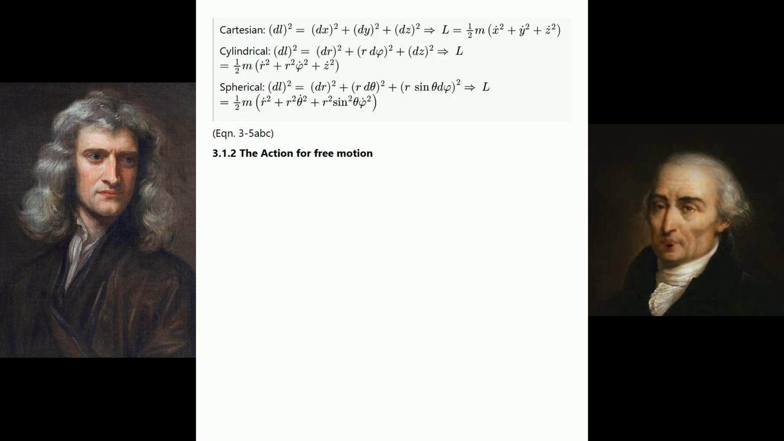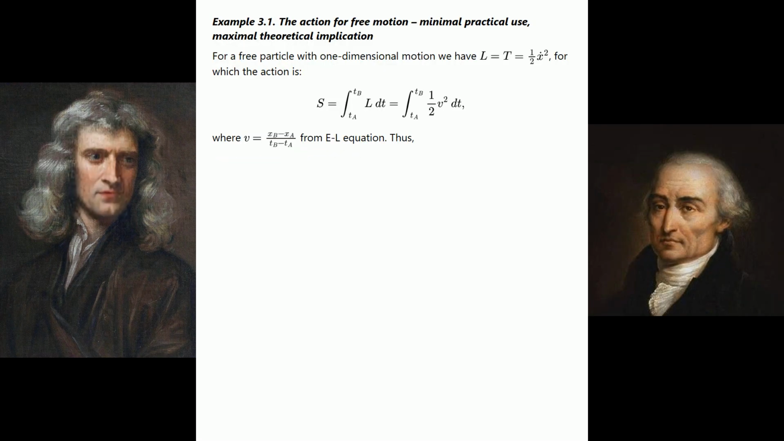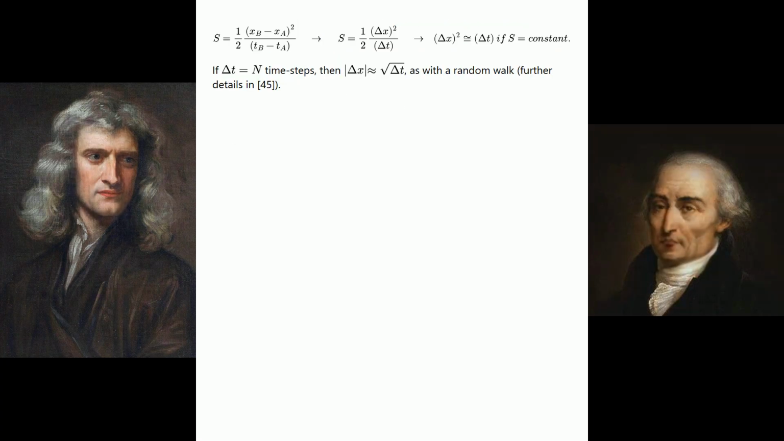3.1.2 The action for free motion. Example 3.1. The action for free motion, minimal practical use, maximal theoretical implication. For a free particle with one-dimensional motion we have L = T = 1/2 ẋ², for which the action is, see the next equation, where V = (x_b − x_a)/(t_b − t_a) from the EL equation. Thus, see the equation shown.